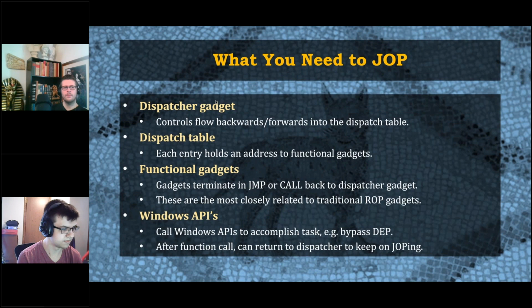So what do you need to JOP? You need three things: dispatcher gadget, dispatch table, functional gadgets. The dispatcher gadget is what's going to allow us to control the flow both backwards and forwards into the dispatch table. The dispatch table then is what's going to hold the addresses to functional gadgets. Think of this as a container of function pointers. The functional gadgets are probably most closely related to our traditional ROP gadgets, in that there'll be a sequence of instructions that we will chain together to accomplish something functional. The difference is that these will terminate in a jump or a call and take you back to the dispatcher gadget. Of course, all of this is driving towards, much like with ROP, trying to call Windows APIs.